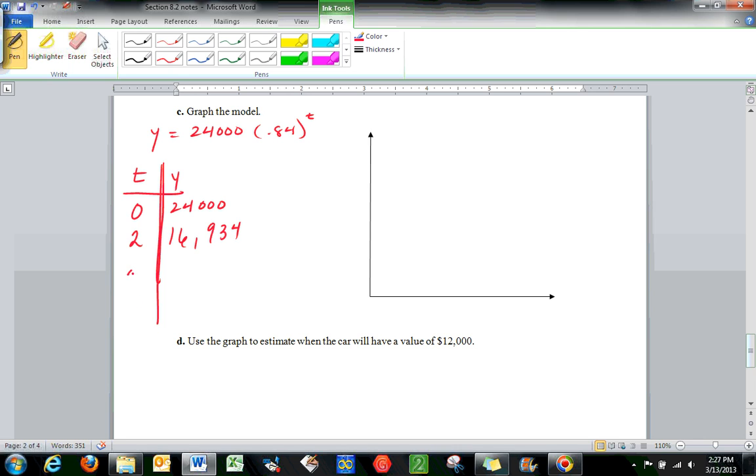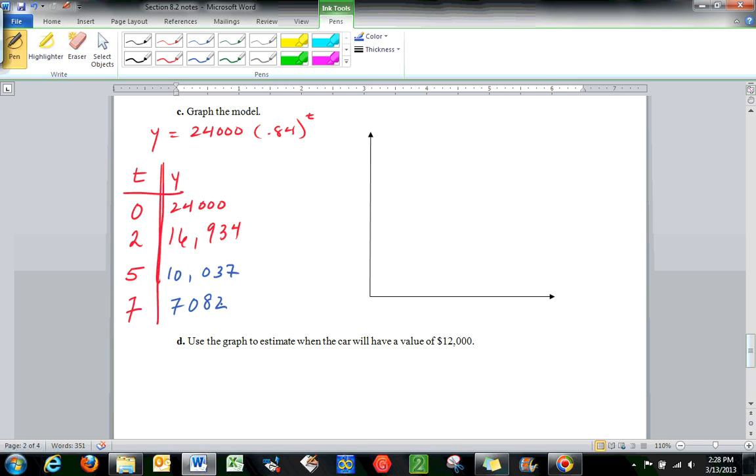And so, if you do 5 and you do 7, 5 years out, if you plug 5 in for t and punch it in your calculator, you're going to be left with a value of roughly $10,000. And then if you plug 7 in, it goes all the way down to $7,000 roughly.